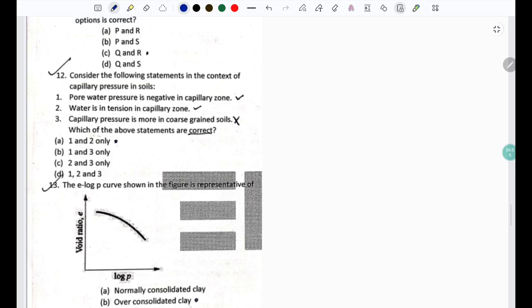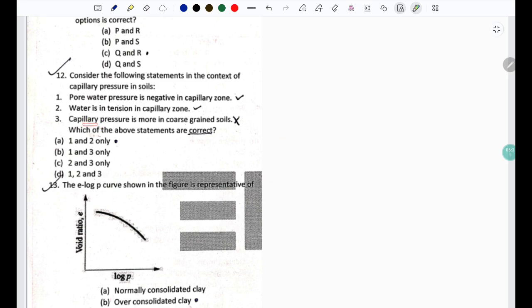It says: consider the following statements in the context of capillary pressure in soil. First one is that pore water pressure is negative in the capillary zone. Yes, it is right. Pore water pressure is always negative in the capillary zone. The second is that water is in tension in the capillary zone. Yes, it is in tension or suction. That is why it is able to overcome the gravity force that is acting downwards.